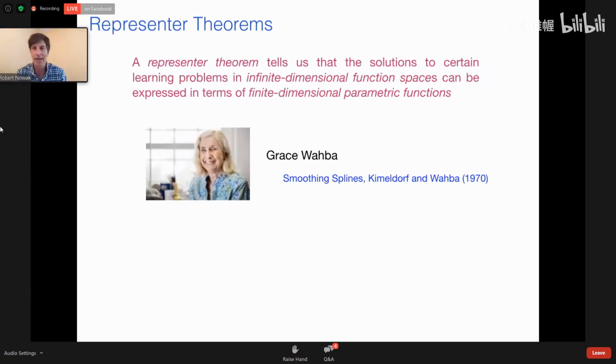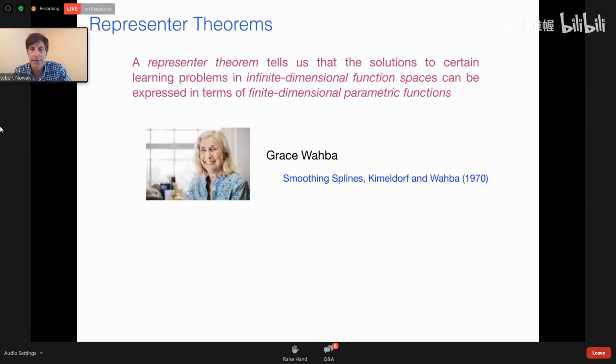I just want to remind everybody what a representer theorem tells us: solutions to certain infinite dimensional function space learning problems, so learning from data in infinite function spaces, can be represented in terms of finite dimensional parametric functions. So the solutions to these problems cast in infinite dimensional function space actually have finite dimensional parametric solutions.